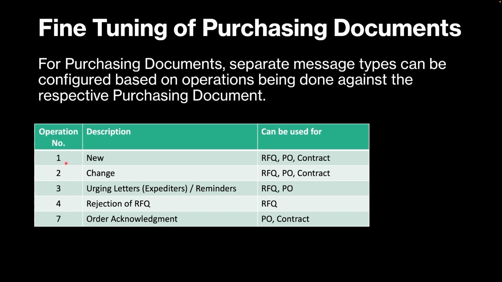So you can see here, this operation number 1 is for new purchasing document. Operation 2 is for change purchasing document. Operation 3 is for urging letters or reminders. Let's say that you are generating urging letters or reminders to the vendor. Then system will automatically take this operation number 3 and will determine the correct message type. Then you have operation number 4, that is for rejection of RFQ, and 7 is for order acknowledgement. And these are the applicable documents for which these operations can be used. So the numbers that you see here are basically codes in the background in SAP.